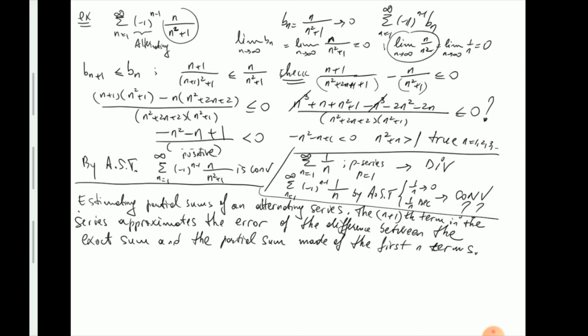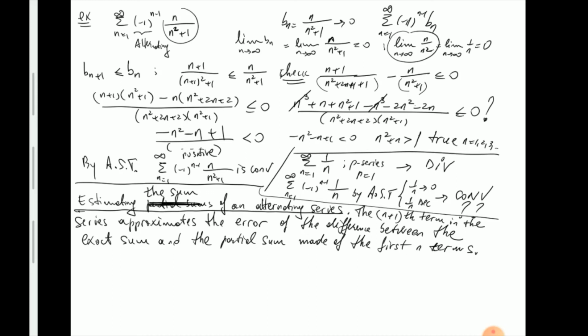What I meant here is estimating the exact sum of an alternating series. So you don't know what that sum is. If it's convergent, how do you estimate it? It turns out that the n plus 1th term in the series approximates the error, the difference between the exact sum and the partial sum made of the first n terms.